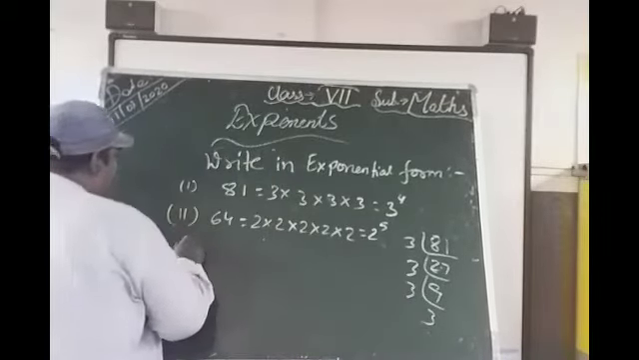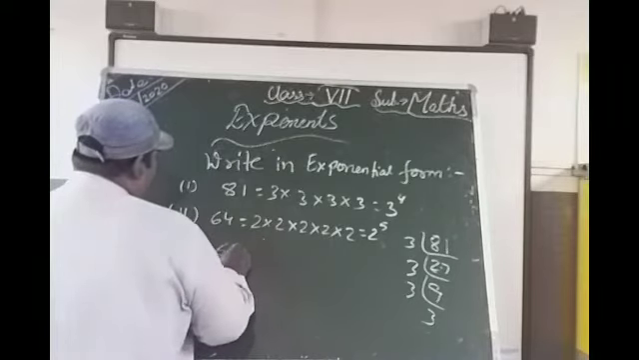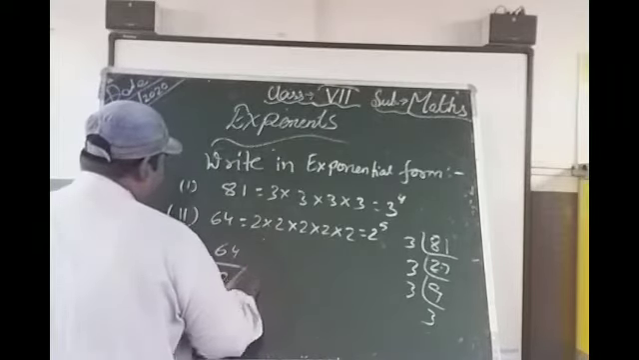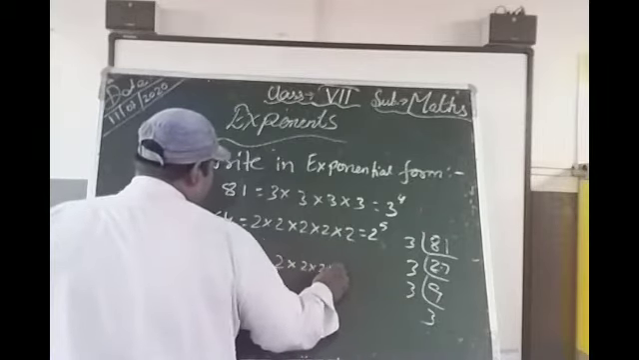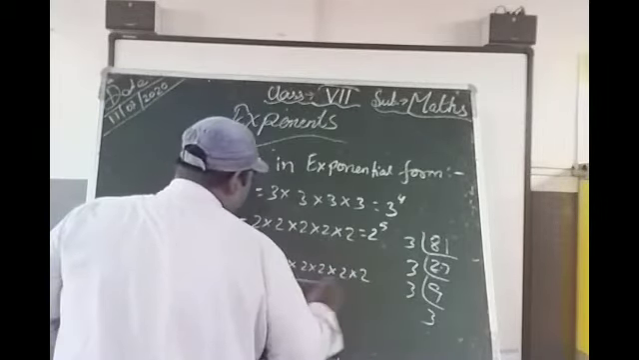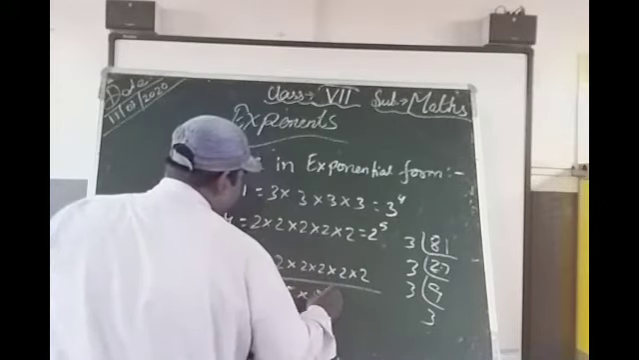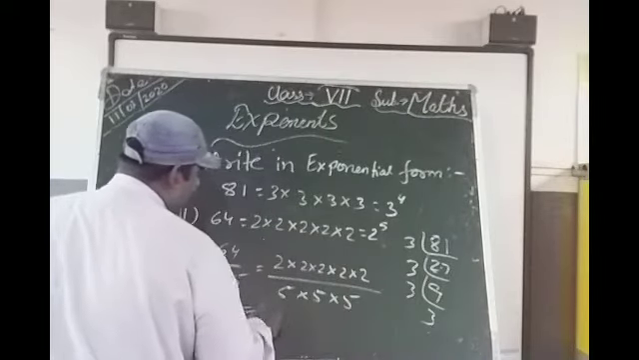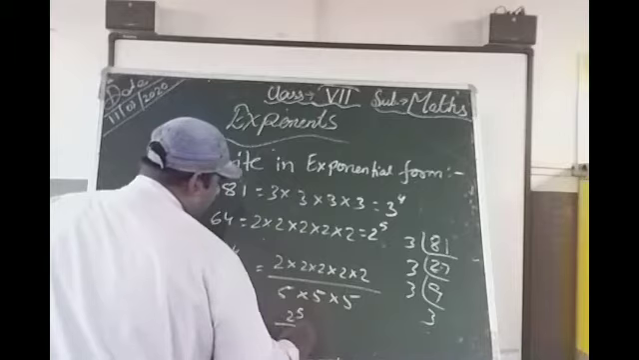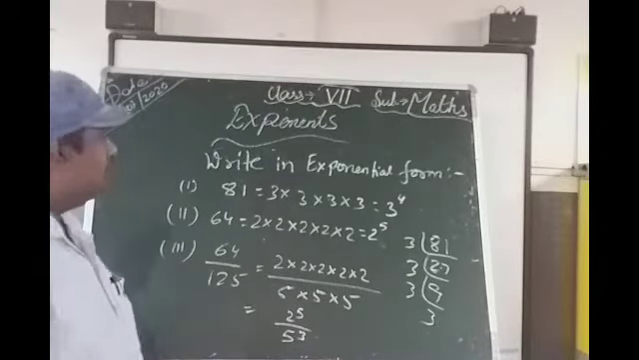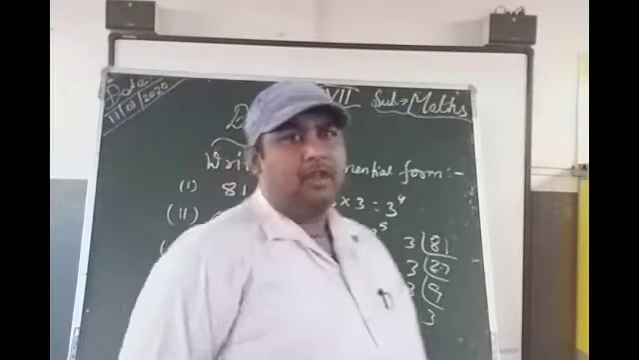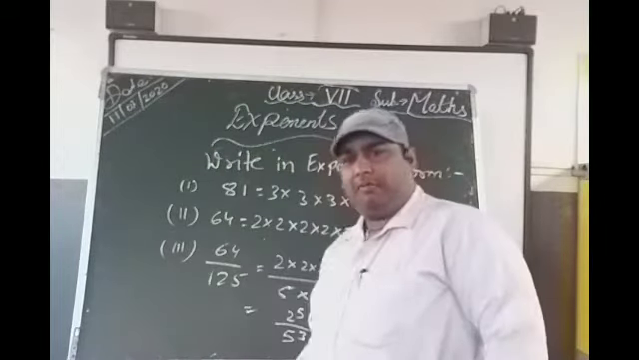Suppose that you have to write 64 by 125 in exponential form, then also you have to write the same thing. Upper it will be 2 into 2 into 2 into 2 into 2 into 2 and down it will be 5 into 5 into 5. 2 power 6 by 5 power 3. That will be the answer. All these things are without using the law. Already we have completed all the laws of exponents.